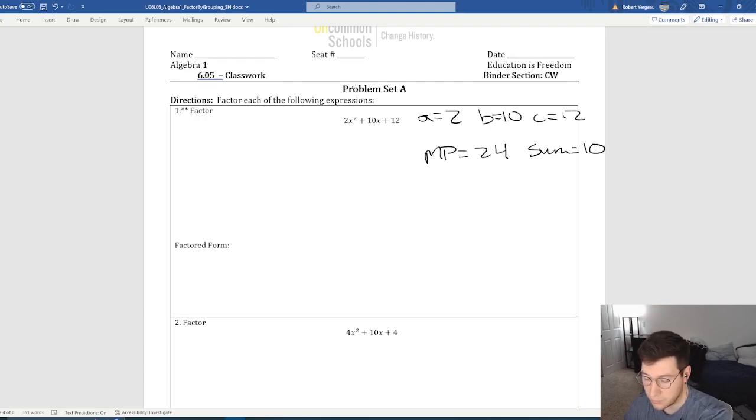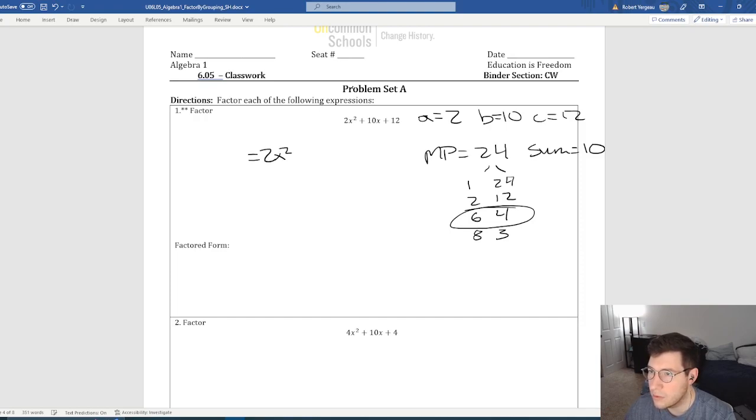From here, we can check out these factors. 1 and 24, oh, that doesn't add to be 10. 2 and 12 also doesn't add to be 10. 6 and 4. Ooh, that does add to be 10. And let's just make sure. 8 and 3. So it is going to be 6 and 4 here. And so we're going to turn this into 2x squared plus 6x plus 4x plus 12. Again, this 10x is now just broken apart into its like terms.